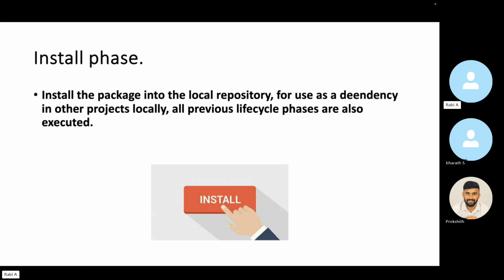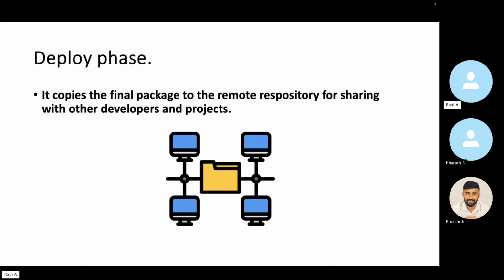The install phase is deploying that package on the local machine, or rather storing that package in the local repository, for use as a dependency in other projects locally. All previous lifecycle phases are also executed. And then finally comes your deploy phase. If you want to push that package to a common location, like a shareable repository, we go with the deploy phase. It copies your final package to a remote repository for sharing with other developers and projects. So these are the different phases we have.